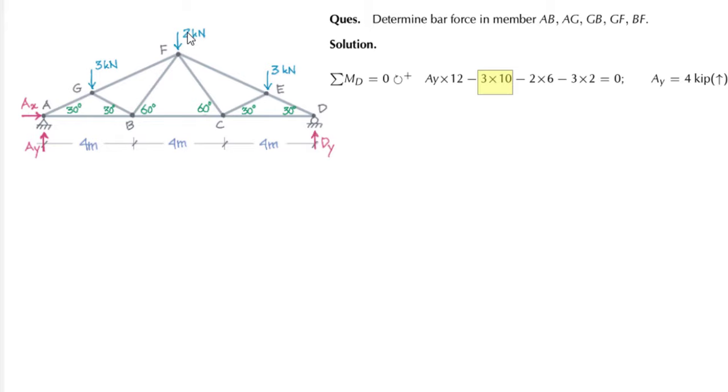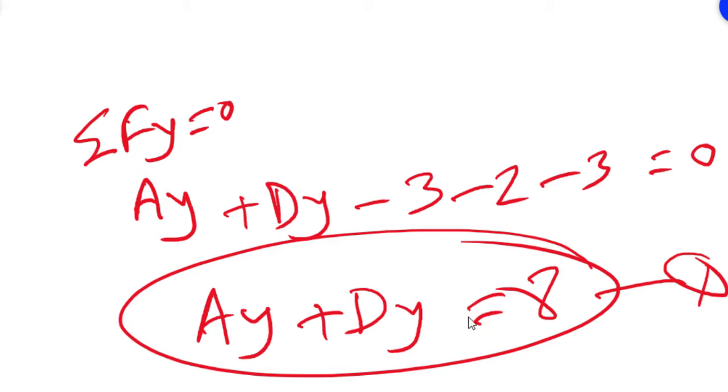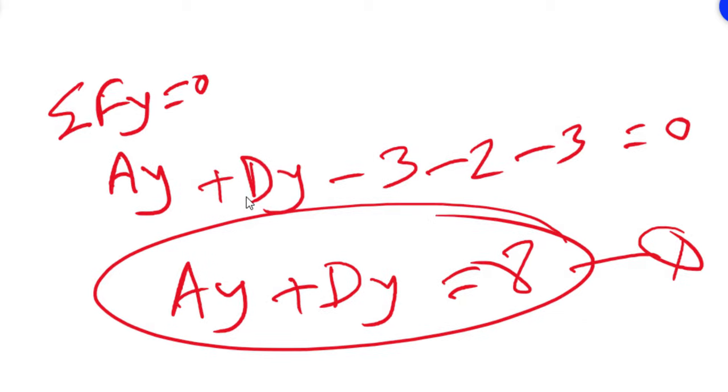Now let's talk about this 2 kilonewton force. This will also act at the middle point. So the force is 2 kilonewton and the distance is 4 plus 2, that is 6. So minus 2 into 6. Then the 3 kilonewton force is also at the middle point, so the distance is 2 meters. So 3 times 2 and negative, because it will also produce an anti-clockwise moment. Now if you calculate from this equation, you will get Ay equals 4 kilonewton, and I have just shown you that Ay plus Dy equals 8. So what is the magnitude of Dy now? Dy will also be 4.